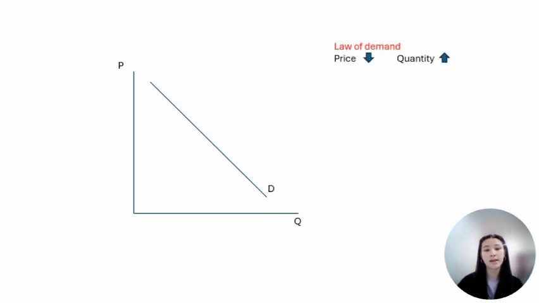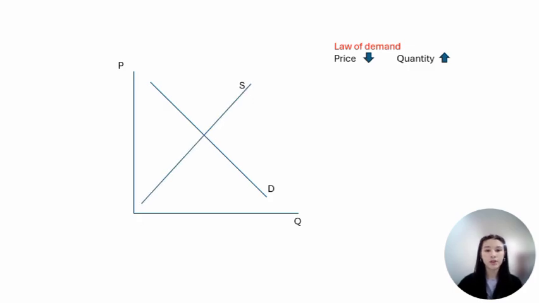Here you can see the demand graph. On the vertical axis we have a price and on the horizontal axis we have a quantity. The demand curve slopes downward, which means when the price is lower, the quantity demanded is higher. This is called the law of demand. Consumers will buy more when the price is lower and buy less when the price is higher.